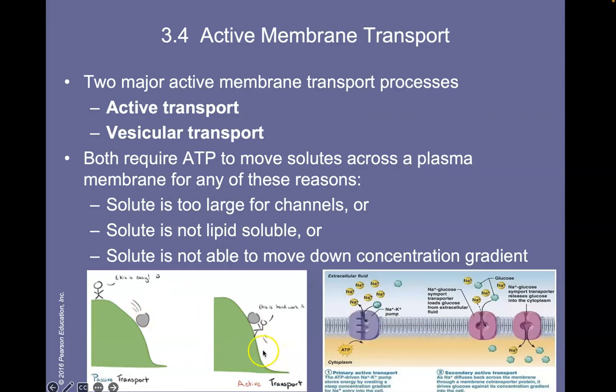So again, you can think of when you're moving solutes down their concentration gradient, right? This is passive. It's kind of like rolling a ball down a hill. But if you need to move a solute against its concentration gradient, this is when you are going to need energy, and you're going to need that energy in the form of ATP, okay? So we're going to talk about lots of examples of this.